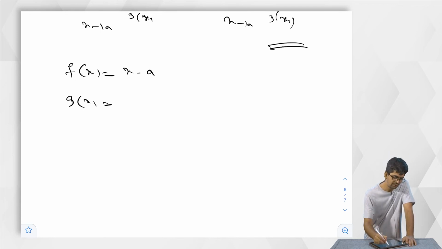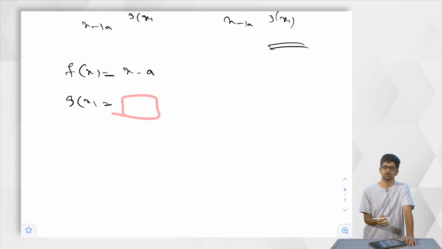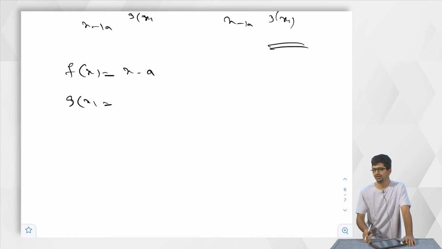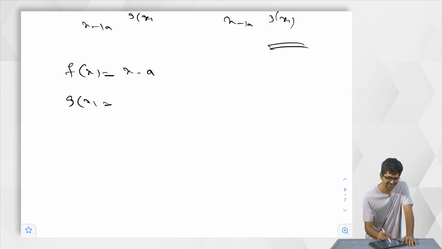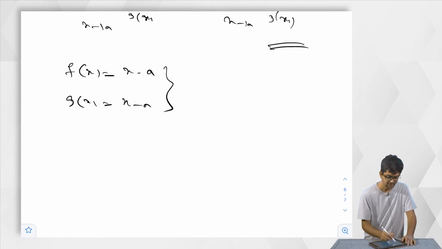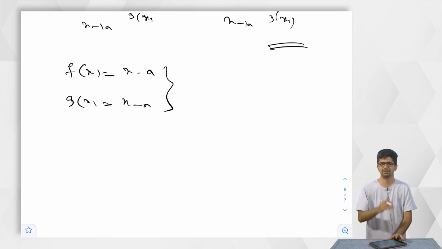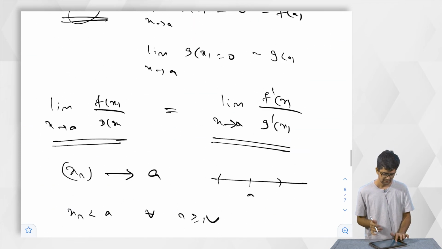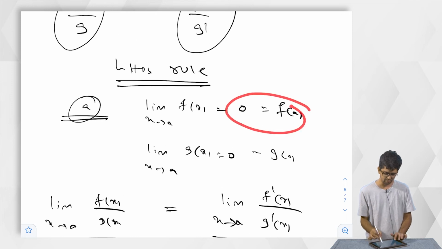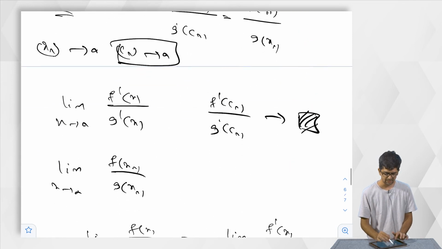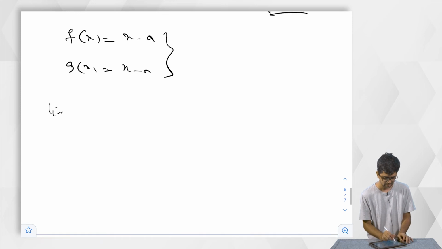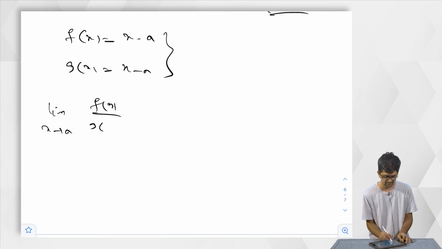Now I have to take some other function so that g of a is 0. One can use just this, right? We will use just that. f(x) equal to g(x). So see, f a is 0, g a is 0. So this lives in the previous setup. That's what we want, right? f a is 0, g a is 0. But see, limit x goes to a. What is f(x) by g(x)?